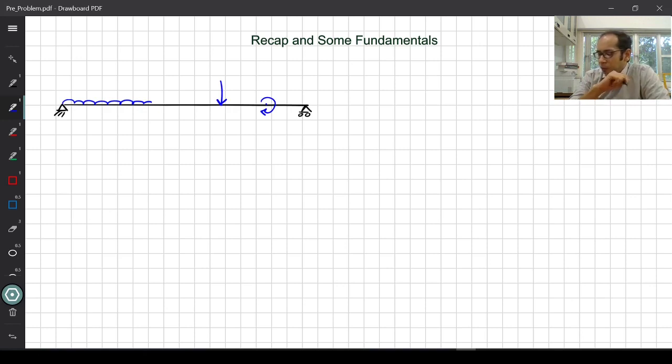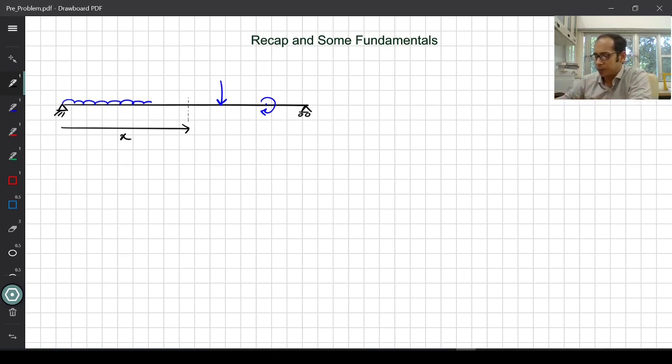Now when we are going to find the value of the shear force and bending moment at any section of this beam, maybe at a distance x from the left end over here, suppose I am trying to find the shear force and the bending moment at this distance x, right?